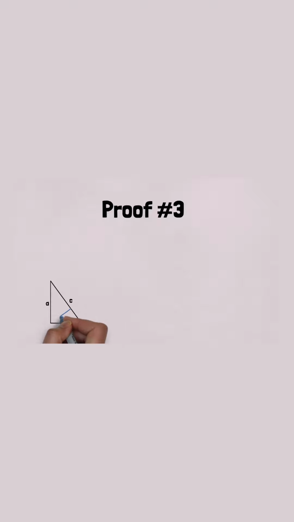We're going to draw a line from the right angle of our triangle to the C side, forming a right angle as we touch the C side. Let's call the length of that side H. That line splits C into two smaller lengths. Let's call them C1 and C2.